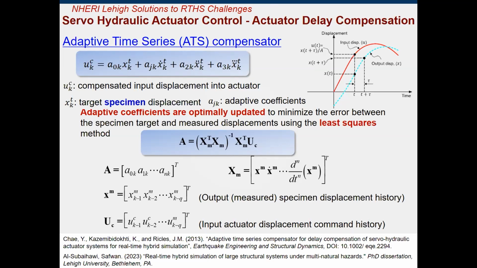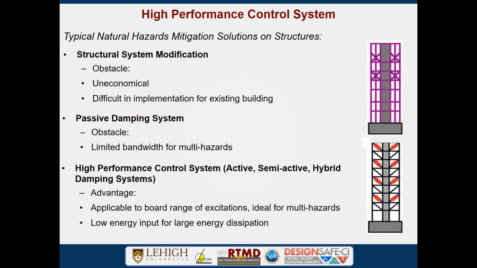After introducing the hybrid simulation background, I'm going to switch the topic a little bit to high performance control systems. Let me introduce what high performance control systems are by talking about the typical natural hazard mitigation solutions on structures. In general, there are three ways to mitigate natural hazards. First, structural system modifications. You can modify your structural members, adding bracing in the structures, to deal with natural hazards, right? But the biggest obstacle is that it's uneconomical, and it's also difficult to implement on existing buildings. You can't just replace the columns of existing buildings easily.